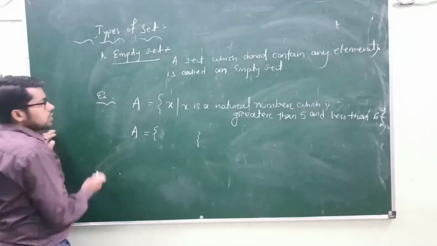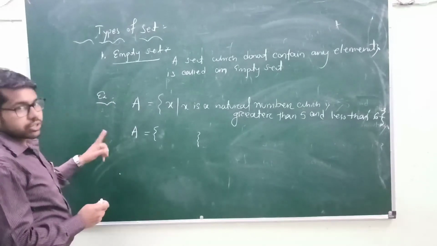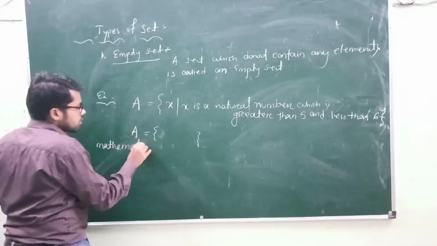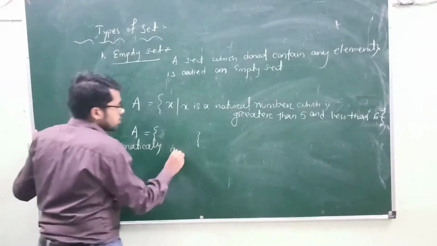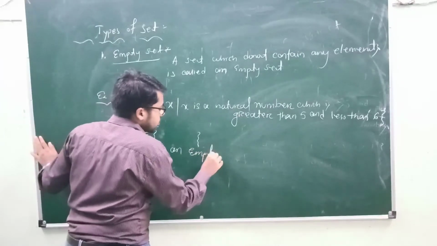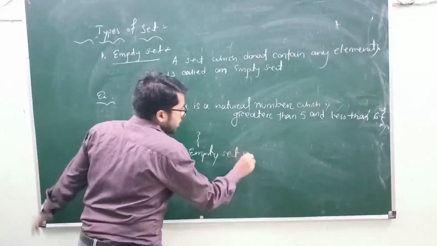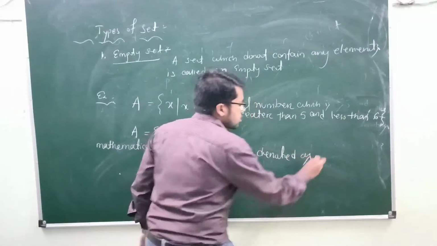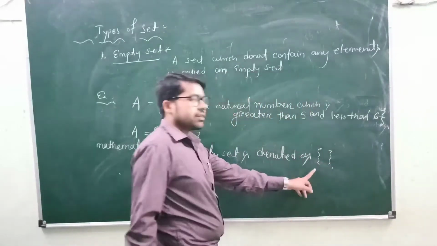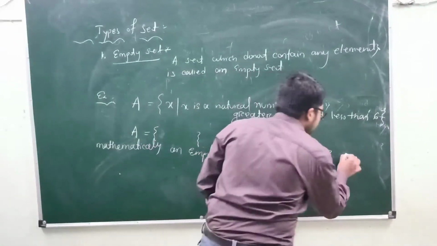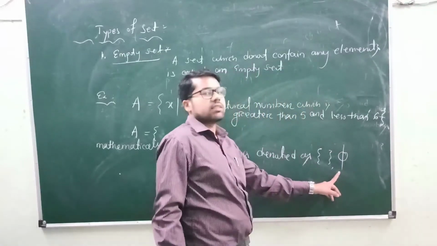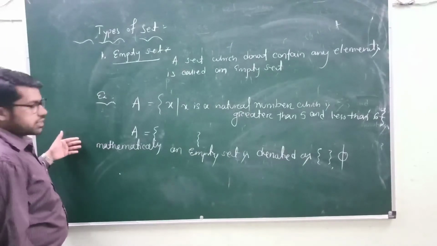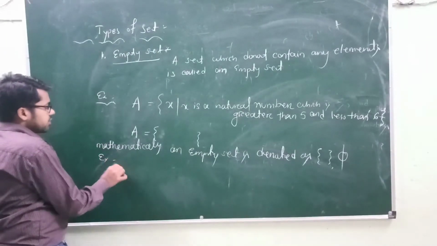So this is the perfect example of empty set, and to denote the empty set mathematically, the empty set is denoted either by this empty set brackets, the set which doesn't contain anything, or we can use another symbol, that is phi. This symbol is called phi, right? Okay. So this is all about your empty set. So let's do one more example regarding empty set.